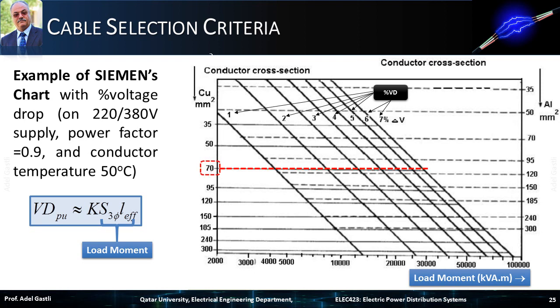Let's suppose that we have selected initially the 70 mm² copper cable. And the load moment is 20,000 kVA meter. Then, at the point of intersection of the horizontal and vertical lines, we can find that the equivalent voltage drop in this cable is 5%. If we select a 70 mm² aluminum cable, then, the equivalent voltage drop in this cable will be 7%.